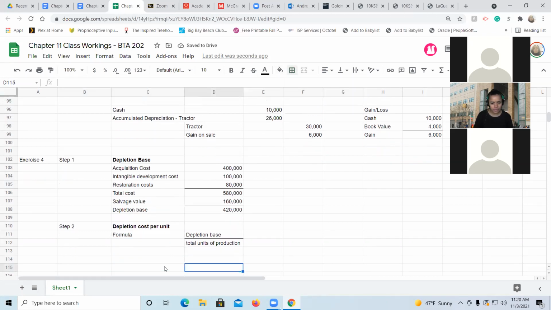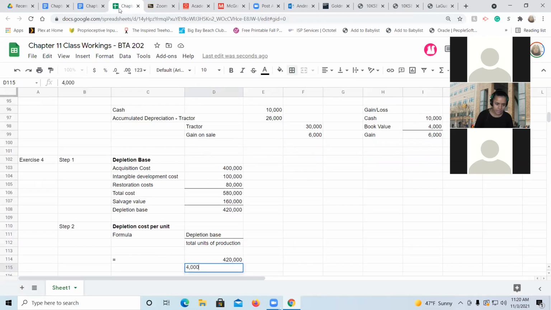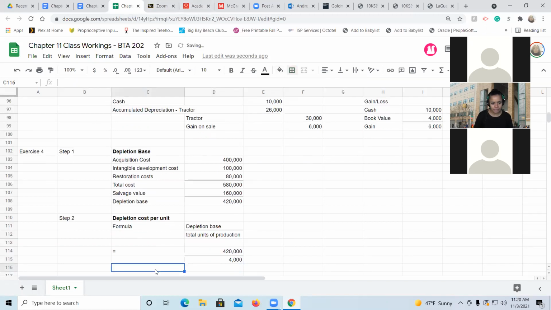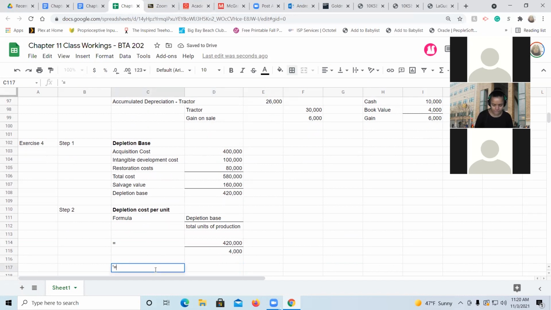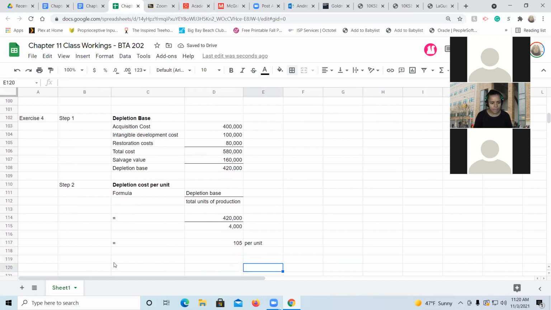So that equals the 420 that we just calculated divided by, let's go back and see what they say. It's supposed to be 4,000 tons total, right? So 4,000 is the total units of production. That gives $105 per unit.